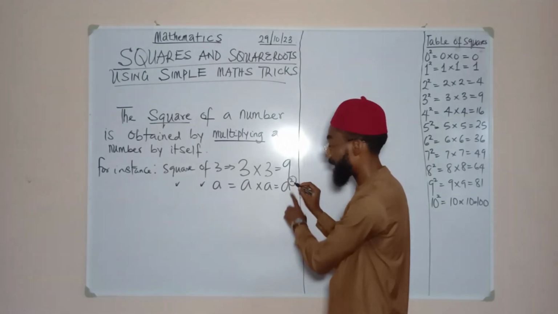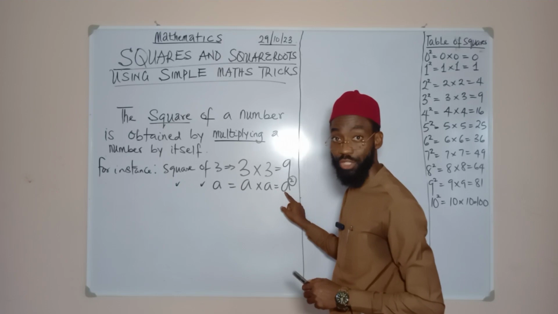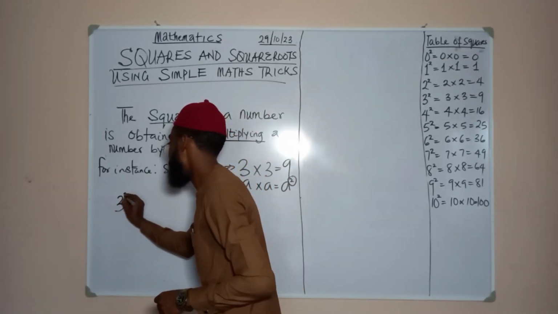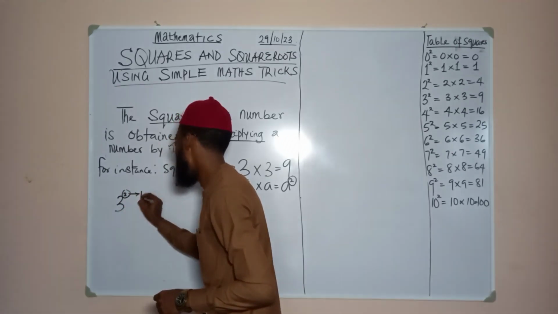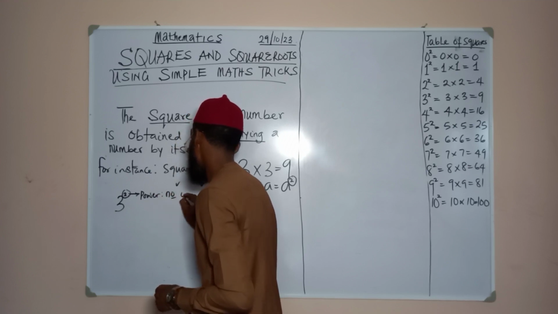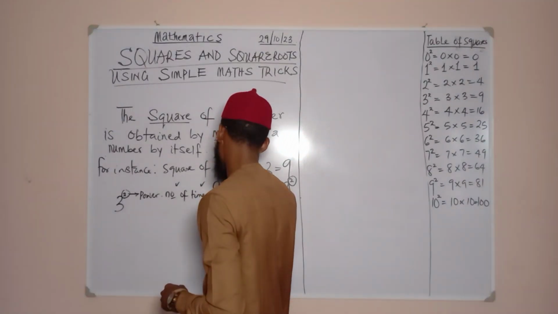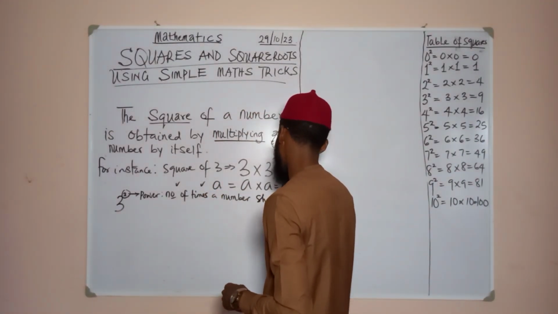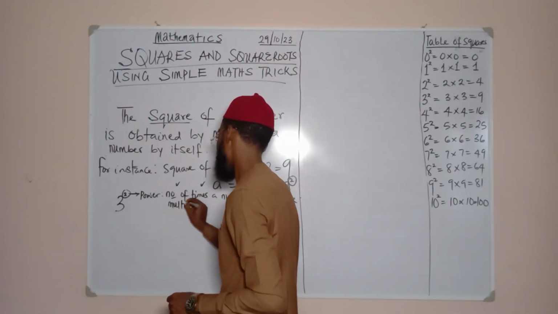So this 2 here tells you the number of times that particular number is to be multiplied. Many persons, whenever you see this number on top of a particular number, that value there represents what we call the power. And power is simply the number of times a number should be multiplied.